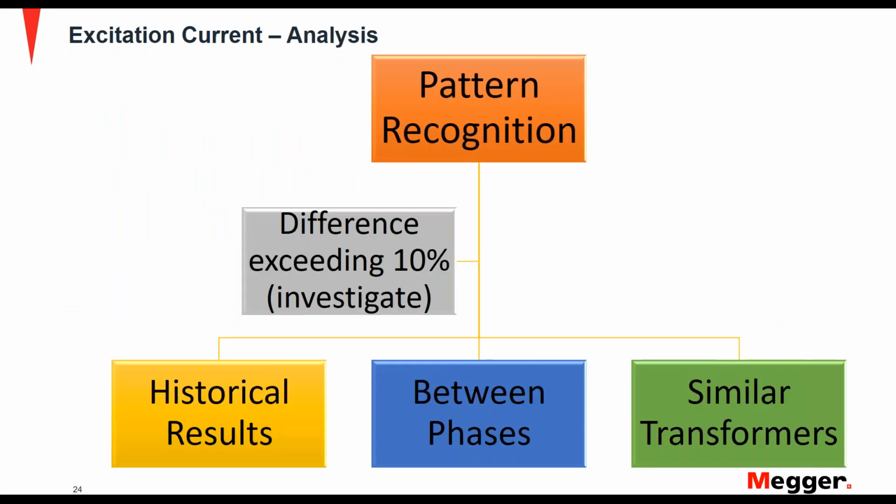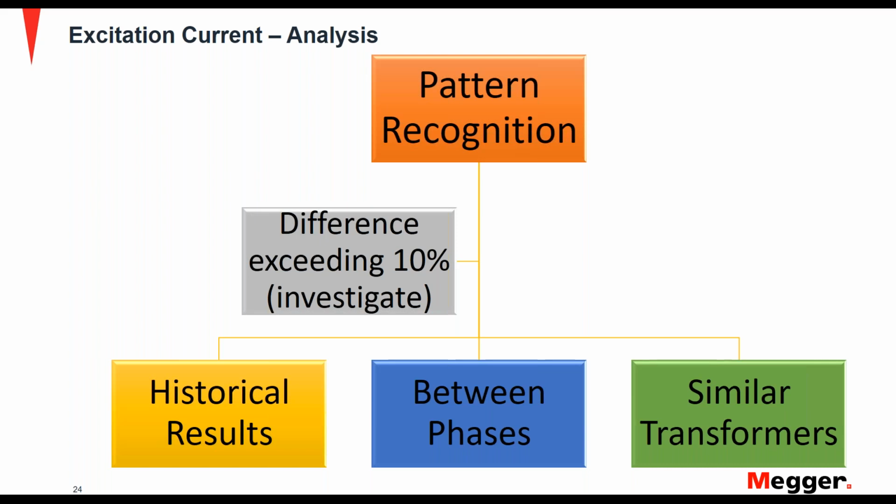Now that we've looked at some results, let's look at the analysis section of it. The industry standard is using pattern recognition to compare different results. That pattern recognition is performed with historical results. By that I mean, if you have tested a transformer today, and if that transformer was tested at the same voltage level 6 months ago or 2 years ago, you can use those excitation current response curves and compare them to your present-day results.